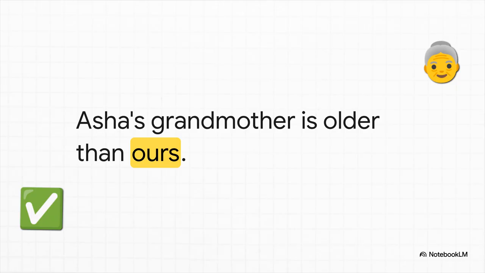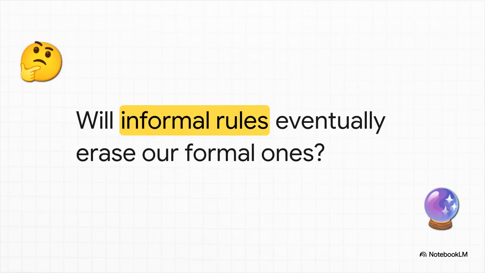And that's because ours does this really cool trick where it implies the object, the grandmother, without us actually having to repeat the word. If you used our, you'd have to write out the whole thing, older than our grandmother. Ours just neatly wraps the whole shebang up into one tidy little word. You all did absolutely fantastic today.